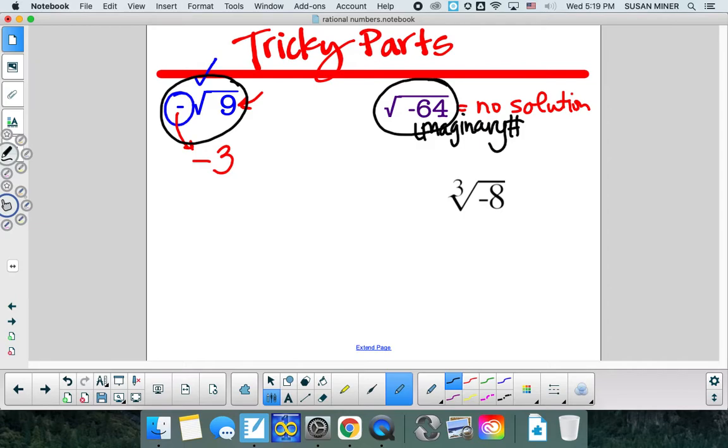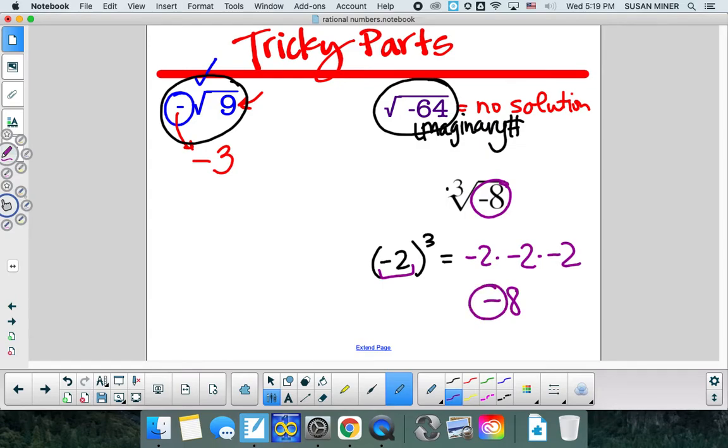All right, so the last thing is, can I take the cube root of a negative number? Think about this. If I take -2 and cube it, I have 3 -2's getting multiplied together. And when I am cube rooting, this actually works out to be -8. So that's fine. I can actually take the cube root of a negative number. It just means my root is a negative answer.